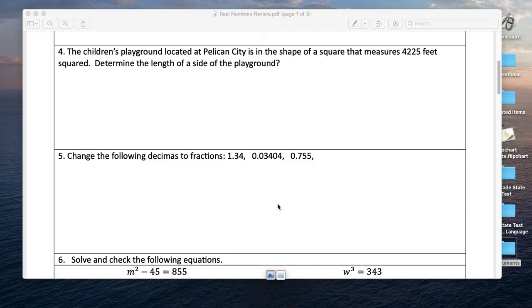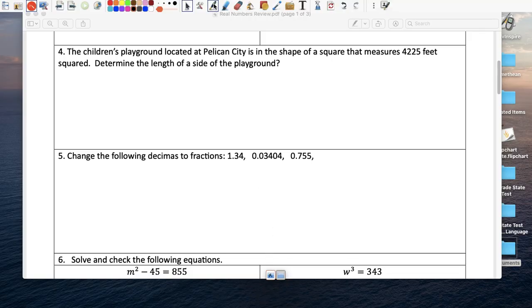Here's a playground. It's in the shape of a square, so do yourselves a favor, draw the square so you can understand it. Playground where your little brother and little sister goes to play in the park. Pretty big. And they're saying that's 4,225 feet squared. Right? Feet squared. And they're asking, what does this side measure? Well, if it's a square, first of all, you know that this side and this side, and actually all four sides, they all measure the same.